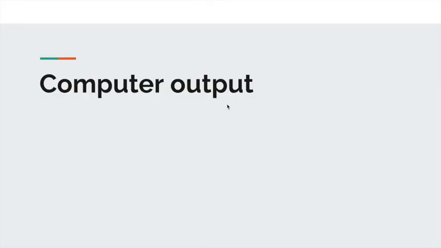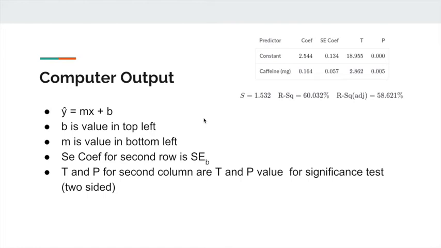Now we will talk about how to interpret the computer output for regression lines. Remember that the least squares regression line has the equation y hat equals mx plus b. From the computer output, b is given under the coefficient column and the constant row seen here. m, the slope, is given in the coefficient column and the row with the explanatory variable. In this case, it's 0.164. SEB, which we use for confidence intervals and significance tests, is given under the SE coefficient column in the row with the explanatory variable. In this case, it's 0.057.